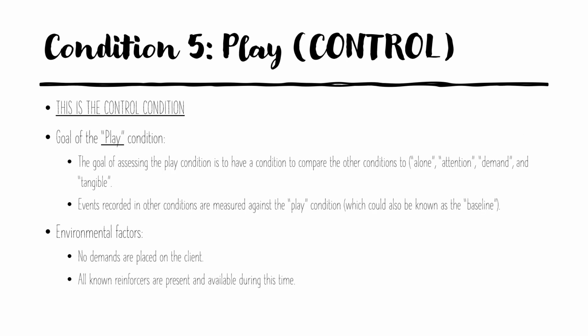Condition 5, play. This is the control condition. The goal of the play condition is to have a condition to compare the other conditions to. So behaviors or events recorded in other conditions are measured against this play condition, which can also be known as the baseline. So some environmental factors to consider here: no demands are being placed, and all known reinforcers are available and present.